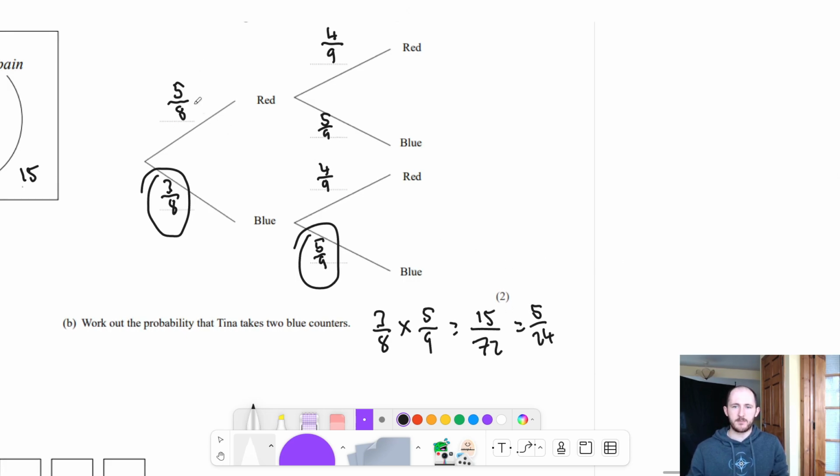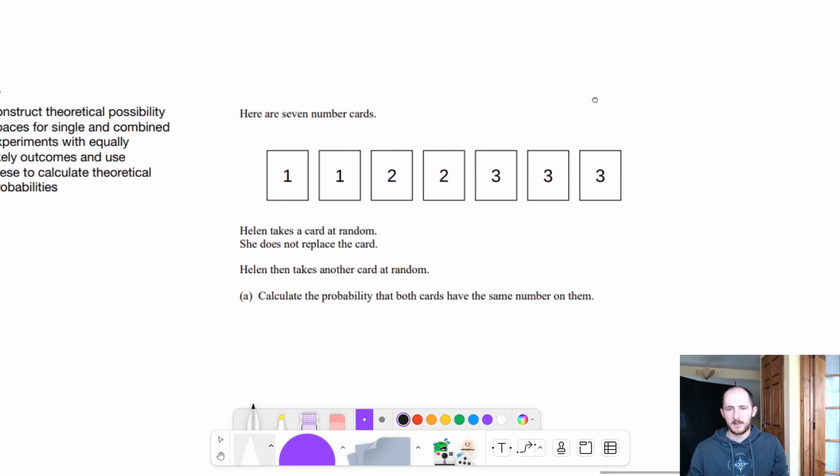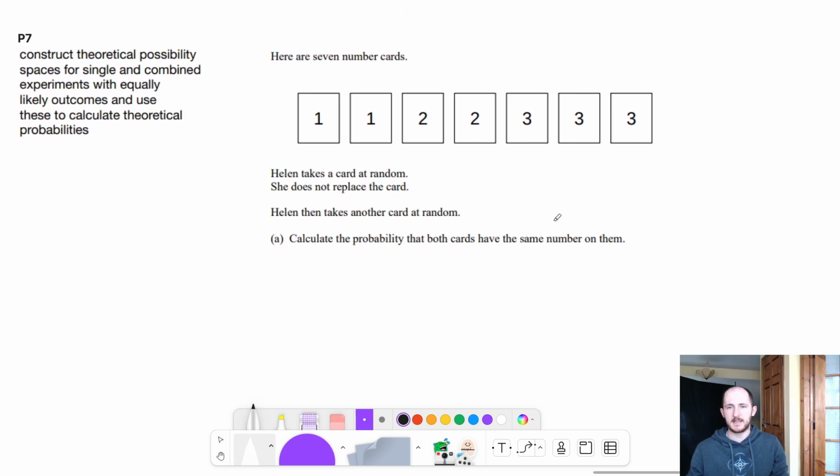So again, across branches should add up to 1. Along branches you always multiply. Construct theoretical probability spaces for single and combined experiments with equally likely outcomes. Cool. Helen takes a card at random and she does not replace it, and then she takes another card. Calculate the probability that both cards have the same number. So here are the possible outcomes. She takes a 1 and a 1. Right? She takes a 2 and a 2. She takes a 3 and a 3.